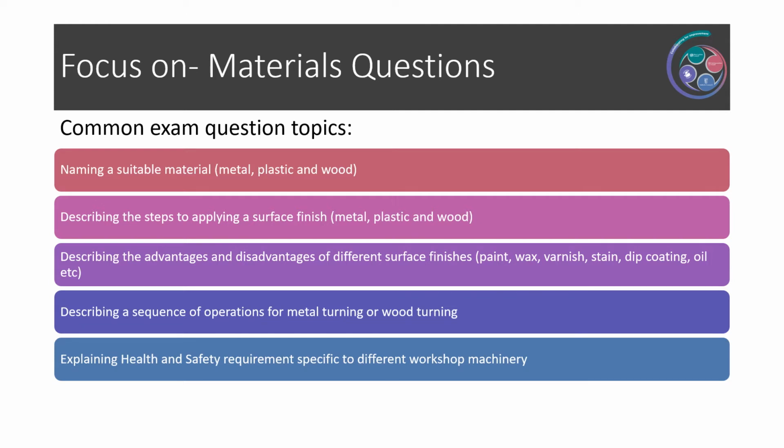The common exam question topics that we're going to cover today are naming suitable materials for metals, plastics and woods, describing the steps to applying appropriate surface finishes for metal, plastic and wood, describing the advantages and disadvantages of different surface finishes, describing a sequence of operation for metal turning or wood turning, and explaining health and safety requirements which are specific to different workshop machinery.